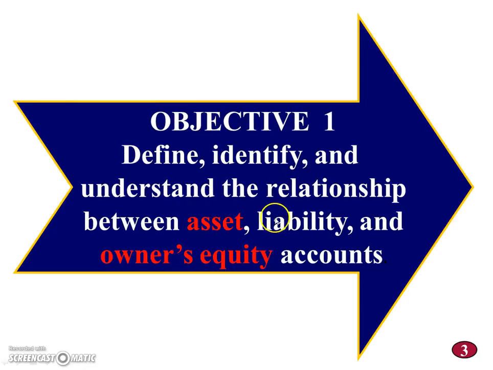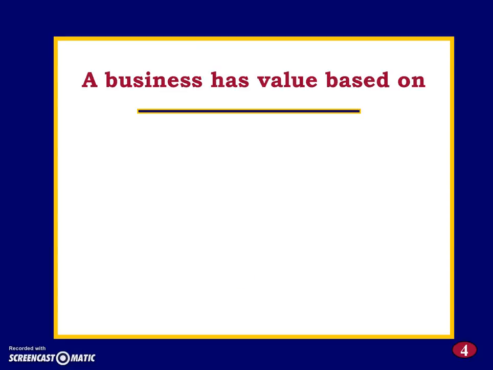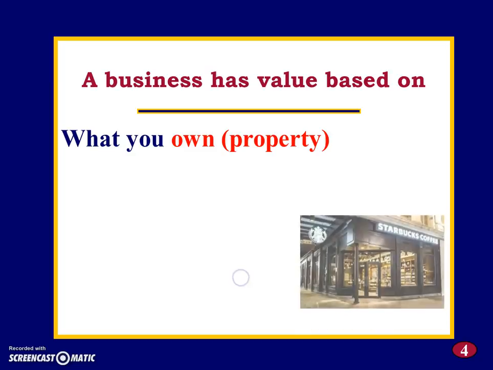We looked at liability last time, and so we'll look at asset and owner's equity accounts. And as I had mentioned before, accounting is basically all about beer. So let's take a look at what we have. As I said, the business has a value, and it's based on what you own, or what the business owns. And ownership is basically the term property.